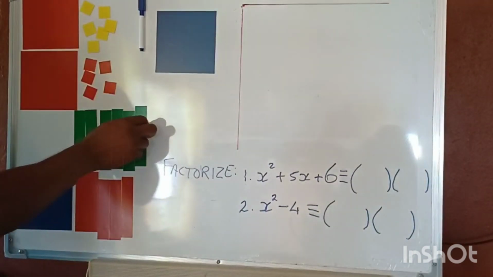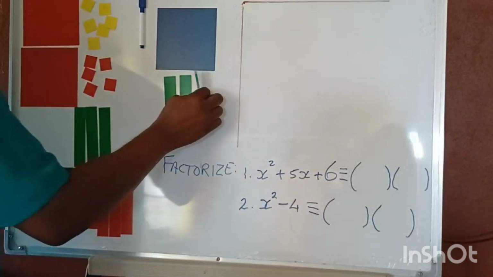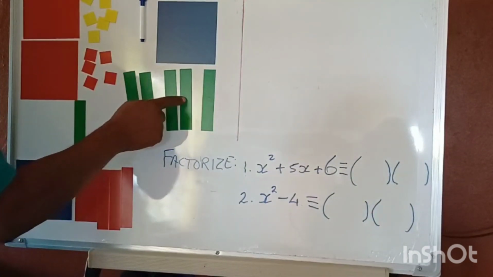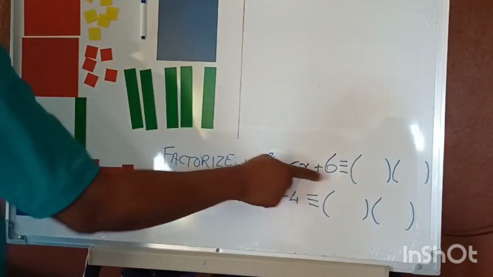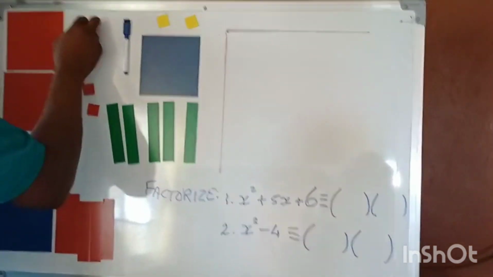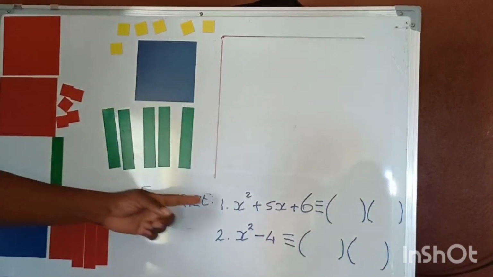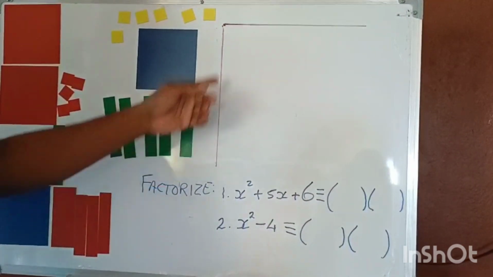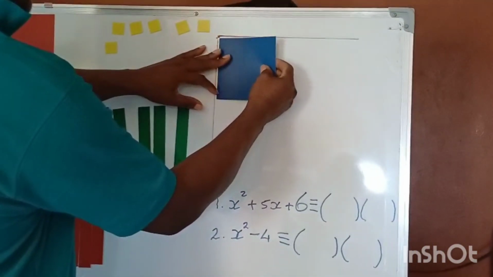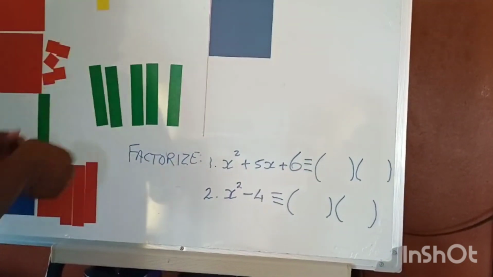Here is the x squared tile. These are 5 x's, and now you need to have 6 of these 6. So now that we have modeled the trinomial, we need to put it in our factorization frame. The first thing, the x squared goes to the corner. And we are going to try to create a rectangle using the other tiles.